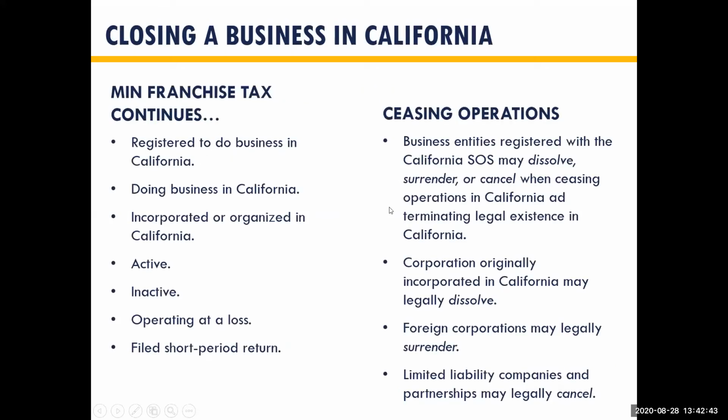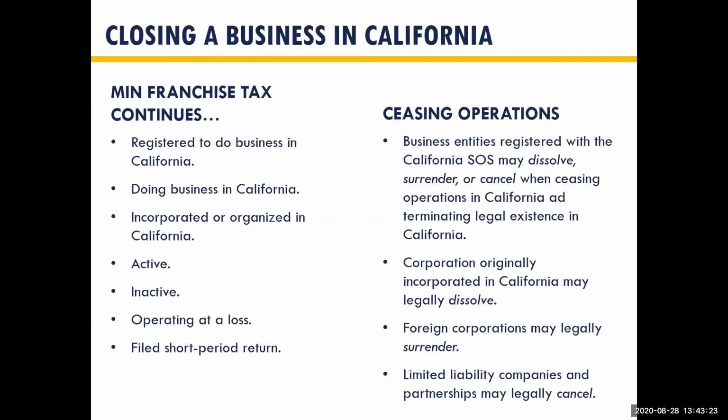Okay, so now that we've registered, how do we close a business in California? So once you've registered, California has an $800 minimum franchise tax fee. So once you register, even if you have no activity, if you're doing nothing, California still wants this $800 until you've ceased operations. So I'll go through this list real quick of how that minimum tax continues and then how we cease operations. So again, if you're registered to do business in California or you're doing business in California, they want that $800.